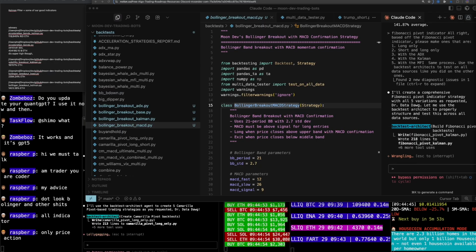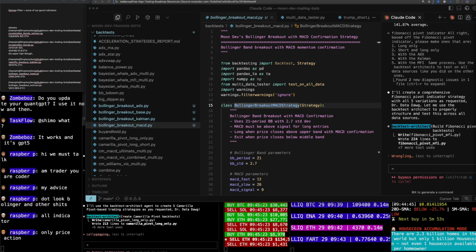I got tick data I can test on. Price action.